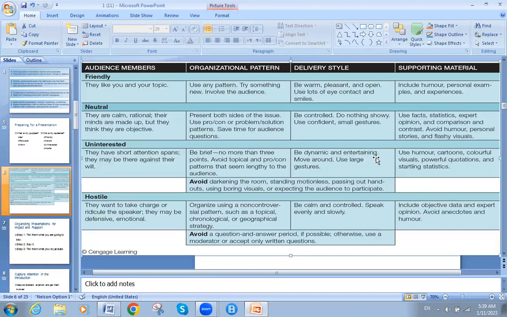Be dynamic and entertaining. Move around. Use large gestures. Be dynamic. So when you work with these people, you have to be dynamic. The delivery style should be very dynamic and entertaining. Try to refresh their memories, or try to create a climate of getting out of the box.